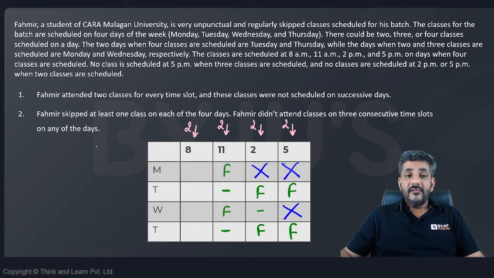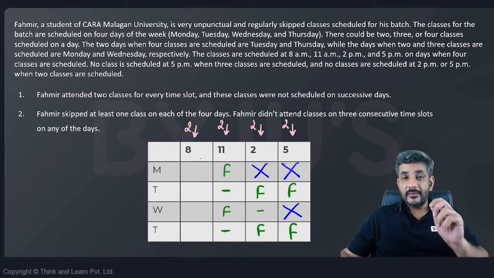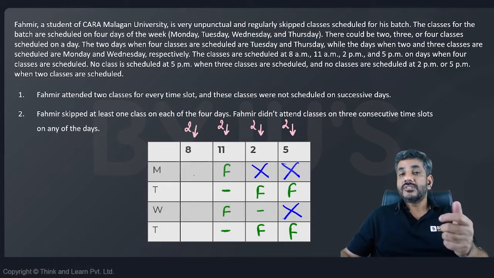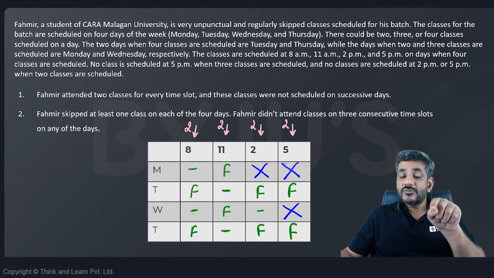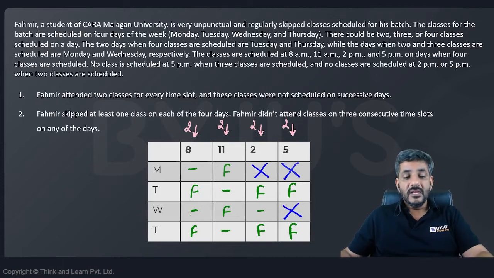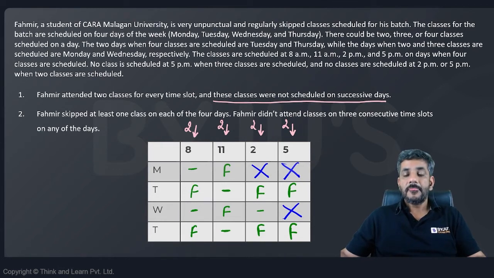Apart from that, he said Fahmir skipped at least 1 class on every day. Every day he skipped at least 1 class. On Monday, there were only 2 classes. He has to skip at least 1. That class has to be the class at 8 o'clock because he has to skip at least 1. So that must be skipped. Out of the remaining 3, he has to attend 2 and those 2 cannot be consecutive. Again, the only possibility is he attended a class here, attended a class here, because had he attended a class on Wednesday, again, there would have been 2 consecutive days on which he would have had a class at the same time slot, whereas it was written the classes are not scheduled on successive days. That was not a possibility.